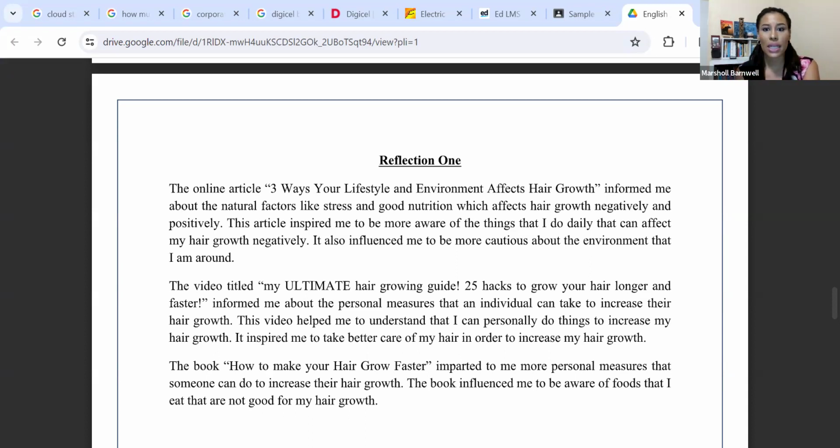The last question is, how are you going to use this, or how has it contributed to your learning? This article inspired me to be more aware of the things that I do daily that can affect my hair growth negatively. It also influenced me to be more cautious about the environment that I am around.